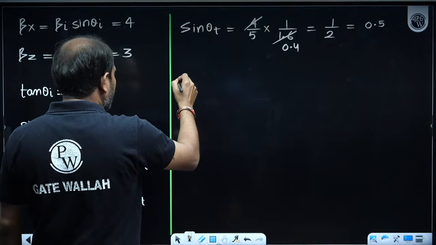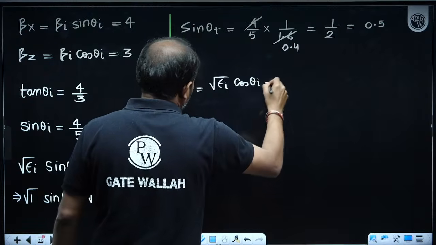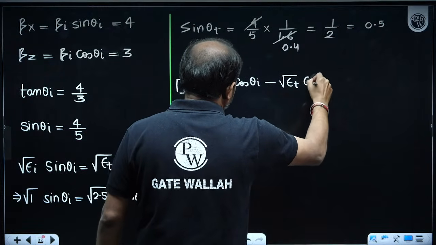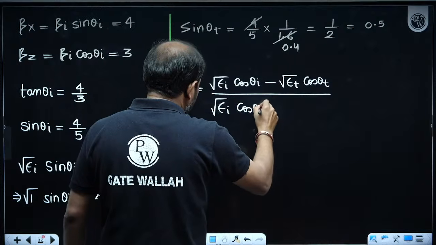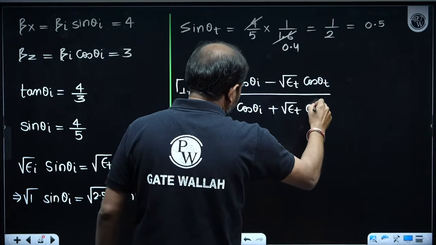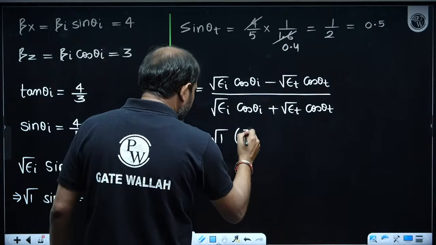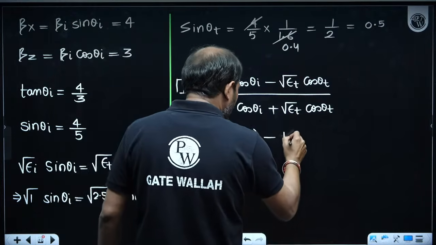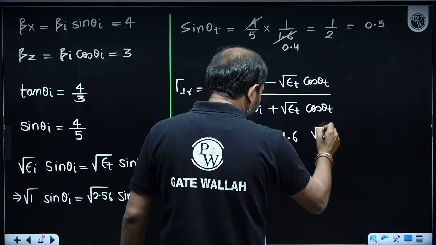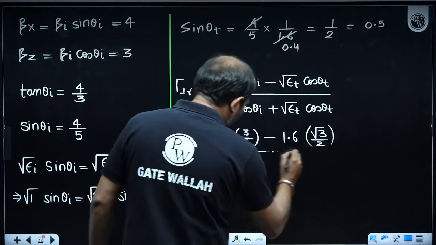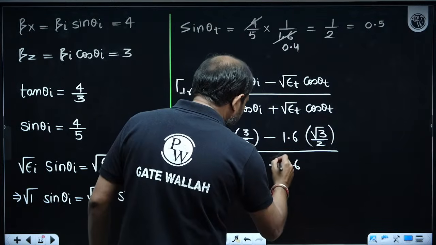Then I will calculate gamma perpendicular. Under root epsilon I cos theta I minus under root epsilon T cos theta T, and under root epsilon I cos theta I plus under root epsilon T cos theta T. Under root epsilon I is 1, cos theta is 3 by 5, under root epsilon T is 1.6, cos theta T is root 3 by 2.